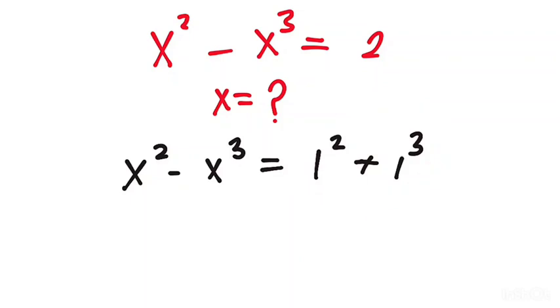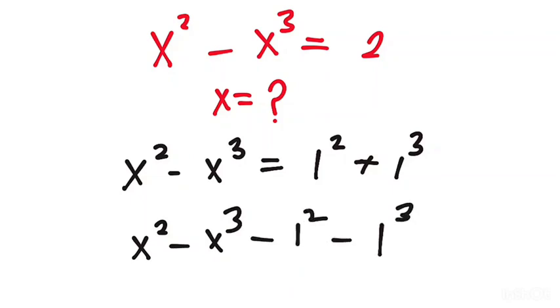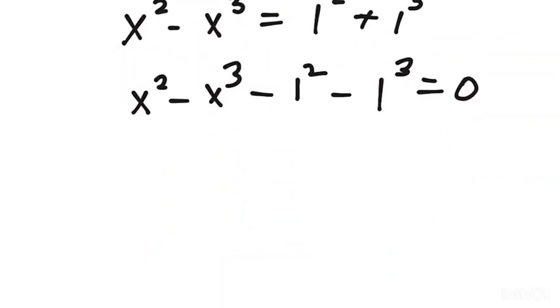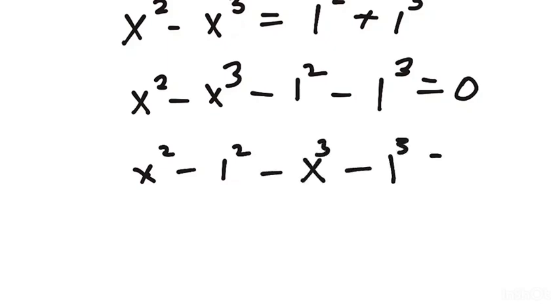So now let me transpose all of this to the left hand side. So we are going to have x to the power of 2 minus x to the power of 3 minus 1 to the power of 2 minus 1 to the power of 3 equals 0. So now, the next thing we're going to do is connect those with square together: x squared minus 1 squared, then minus x to the power of 3 minus 1 to the power of 3, equals 0.